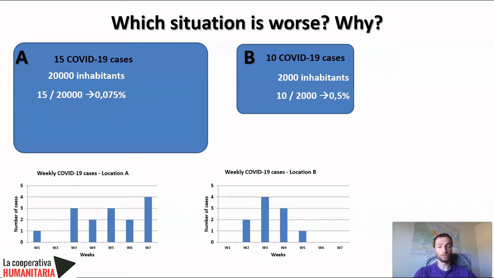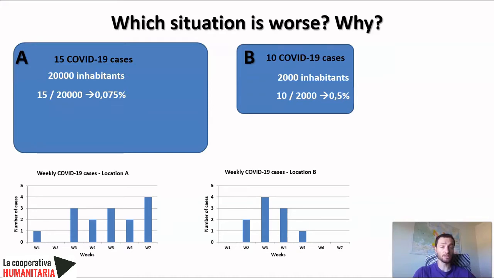Where is the worst situation? Can you answer now the question again? A or B? What do you consider? Good, you gave us an answer. Now that we see all this info, we could say that A is the worst situation because the outbreak in A is still ongoing. But in B, if we check, apparently the outbreak is over.